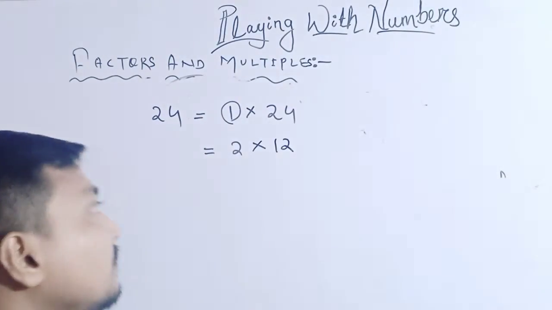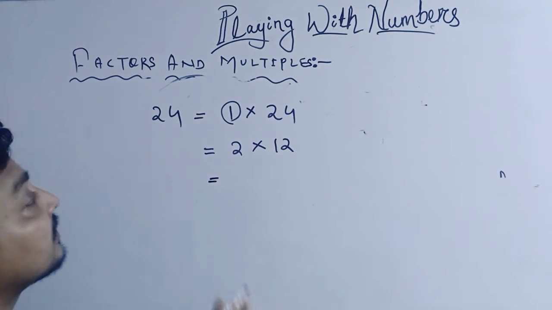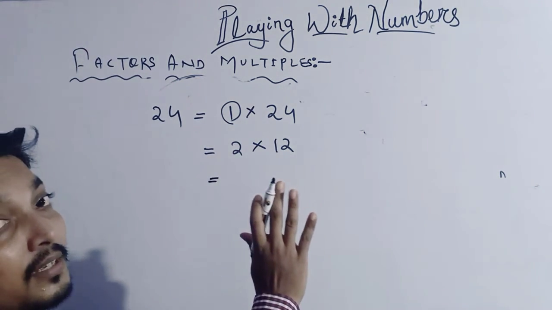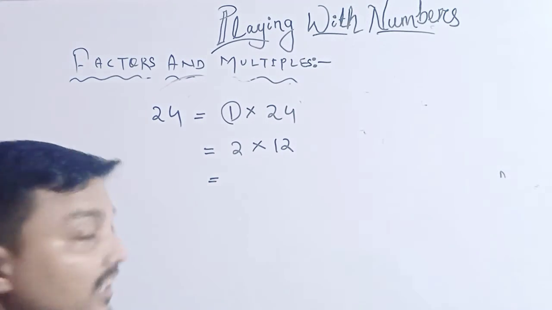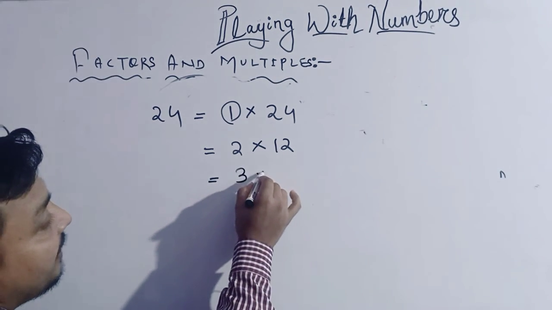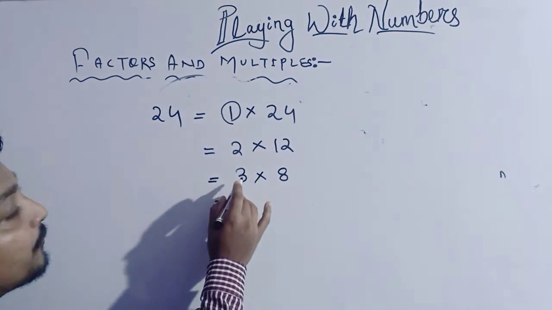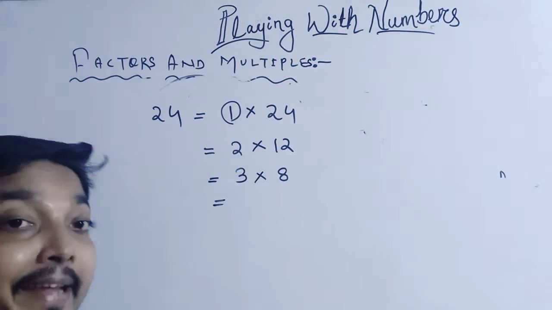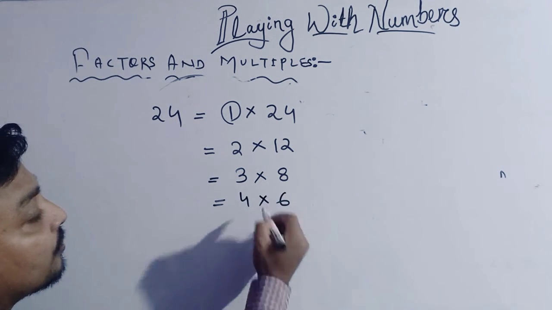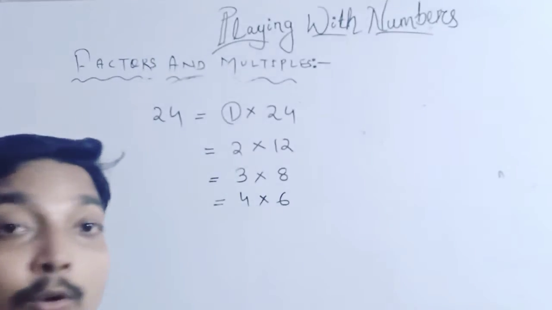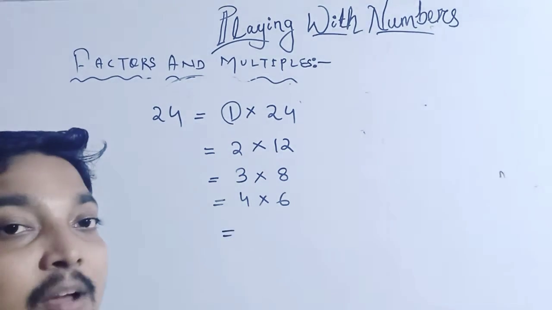Ready? Perfectly understood? Thereafter it is the turn of 3. 3 into how much equals 24? Is 24 one of the products in the table of 3 or not? So 3 into 8 is equal to 24. Then think for 4: is 24 in the table of 4? Yes. 4 into 6 is equal to 24. In the table of 5 there is no 24, so no need to write 5 into anything.